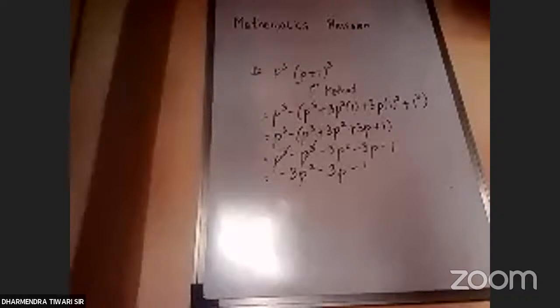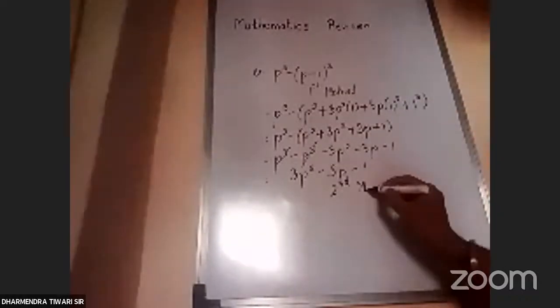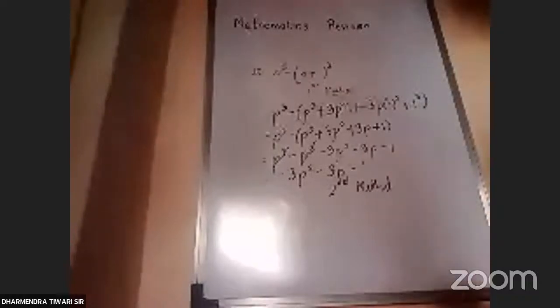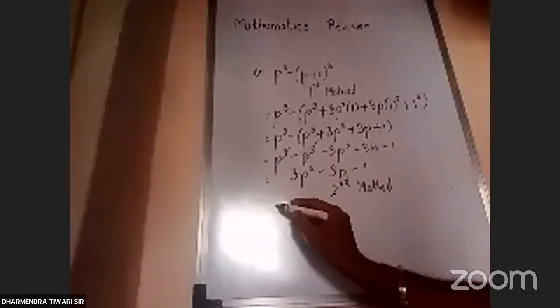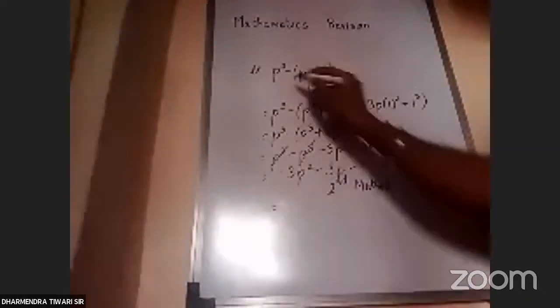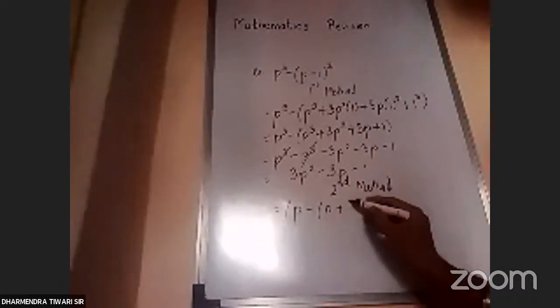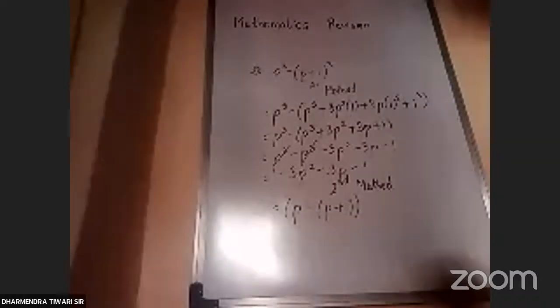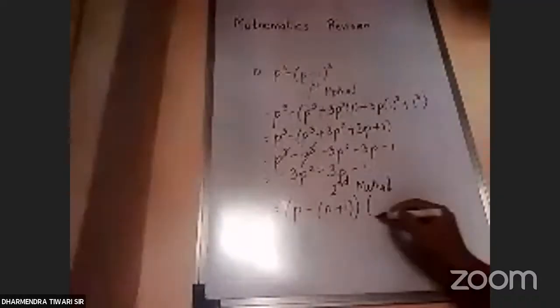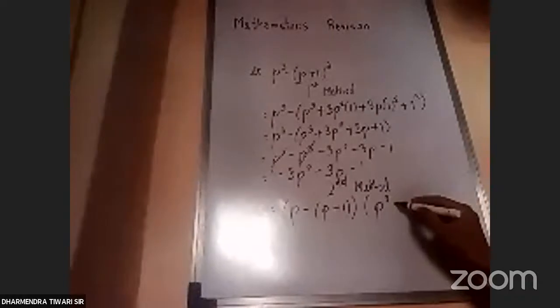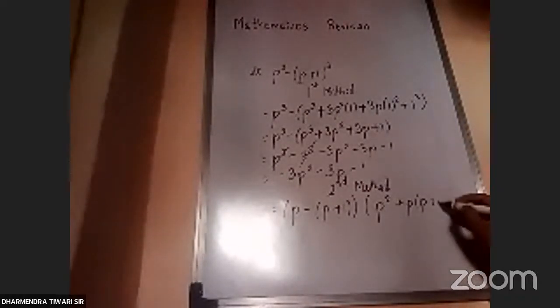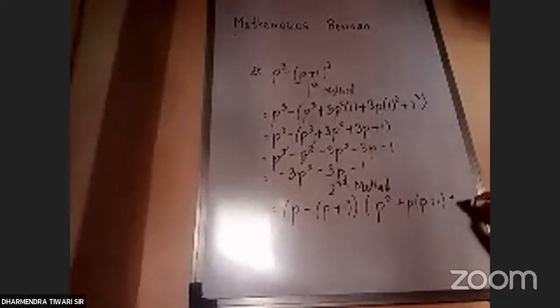And in the second method, I will just give you a hint. You can try it by yourself, as we have done lots of problems based on this. A cube minus b cube formula. What is the formula? A minus B, after that, A square plus AB plus B square.